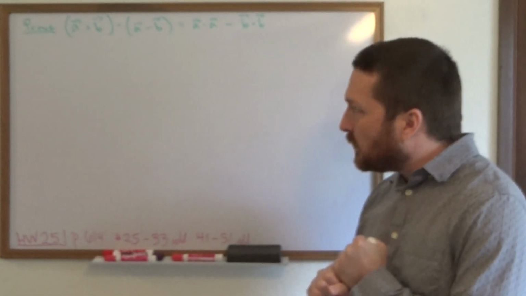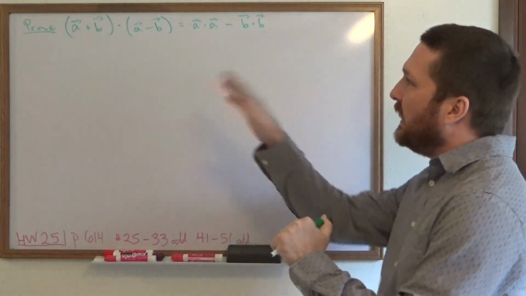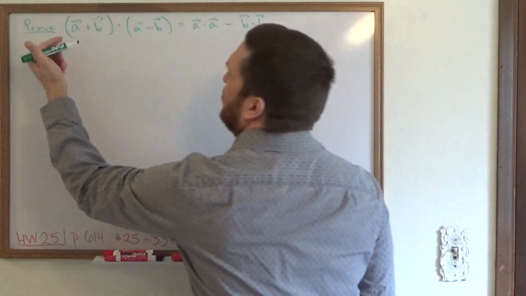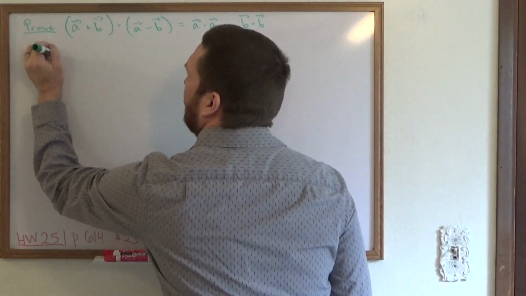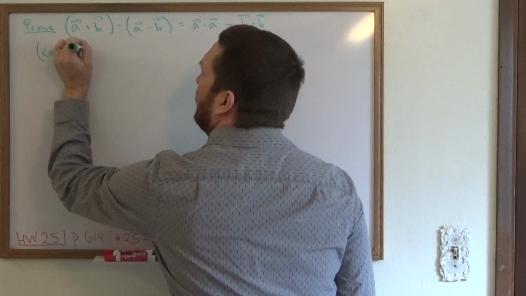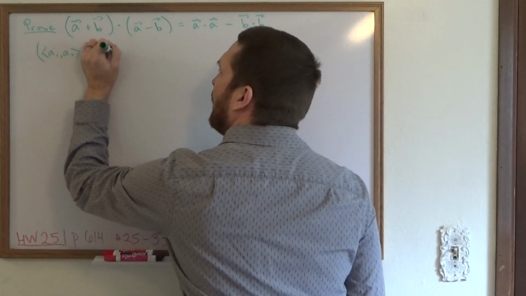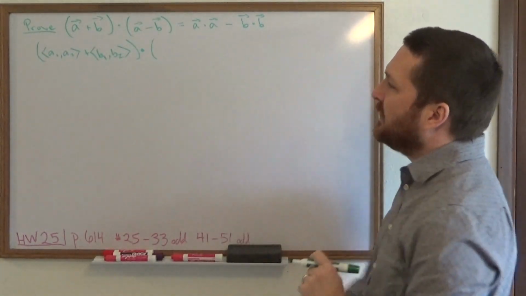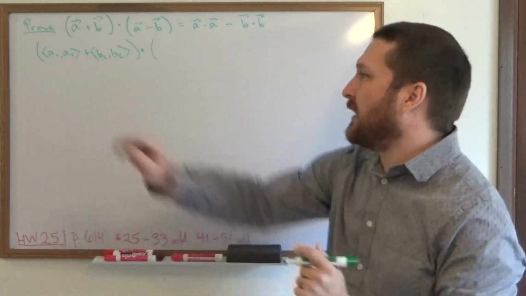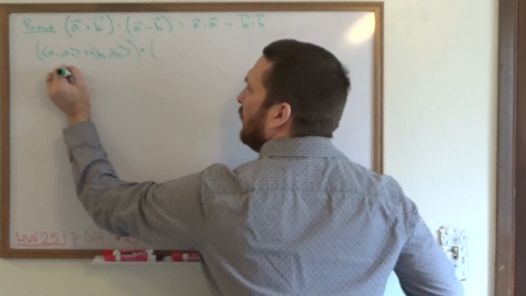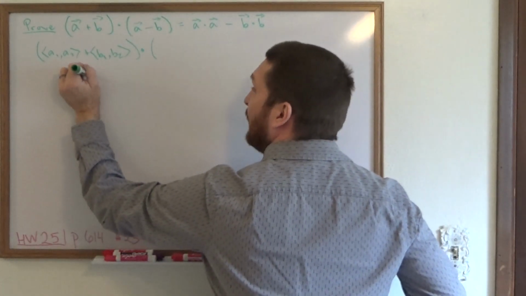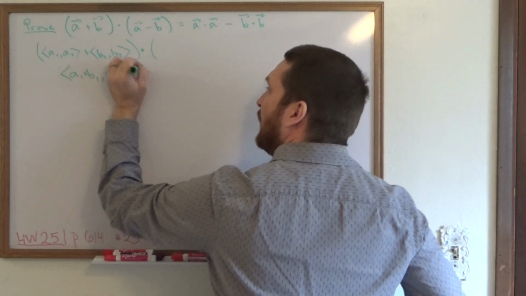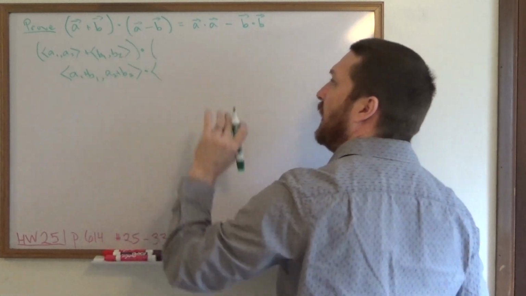One is with components, where we rewrite A and B as A1, A2 and B1, B2. Then we have A1, A2 plus B1, B2, and then we have dot. I'm not going to bother to write the next one out because I want to just do this step. What is this? If I were to add these together, A1 plus B1, and then A2 plus B2, and then that would be dot what?